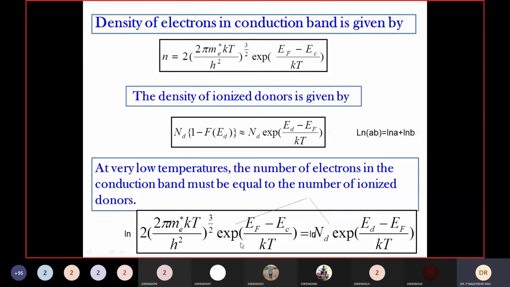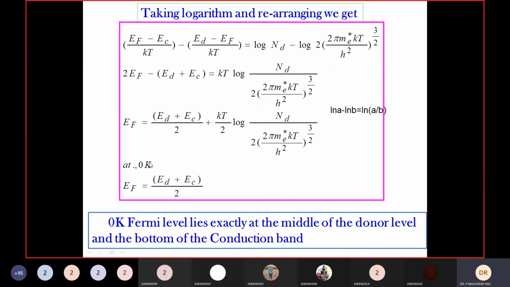Similarly, ln of ND plus ln of exponential of ED minus EF by kT. So ln of exponential means simply we can write EF minus EC by kT. Similarly here also, ln of exponential means ED minus EF by kT we can write. Further, this term I am bringing to this side: log ND minus log of 2 into this total.